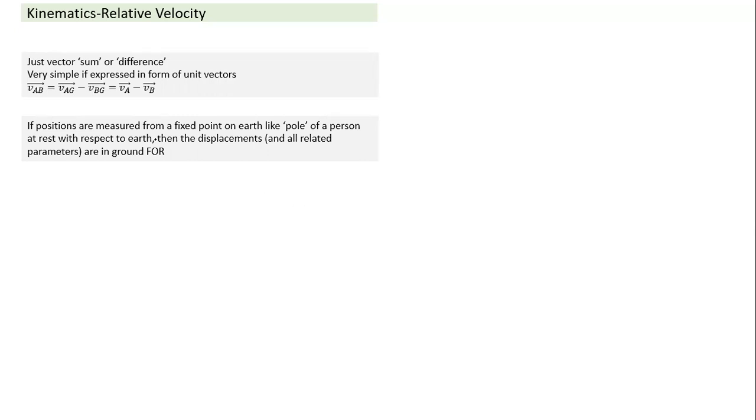So when we talk about position, when we say something like a person is moving at the speed of 4 meters per second, unless we specify otherwise, generally that motion is in the ground frame of reference. What does ground frame of reference mean? It means the coordinate system or measurement is made from a point which is not moving with reference to ground, something like a pole, something which is at rest. So position is measured with respect to a fixed point.